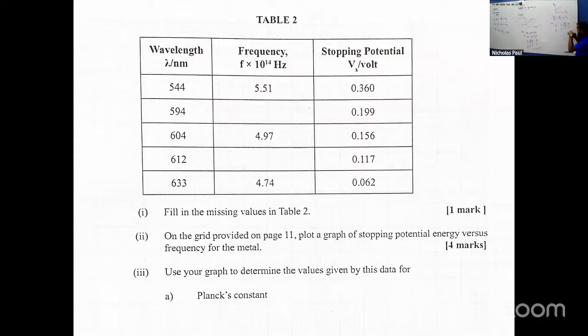Remember what e is: the charge of an electron. What is c? 3.0 by 10 to the 8, the speed of light. Then they normally ask you to find h, but you know what h is, so you know what you're supposed to get.